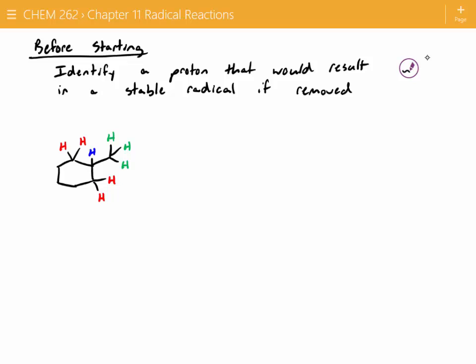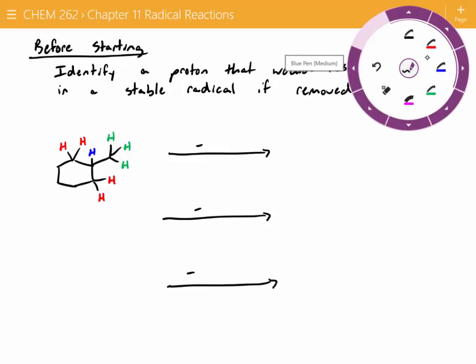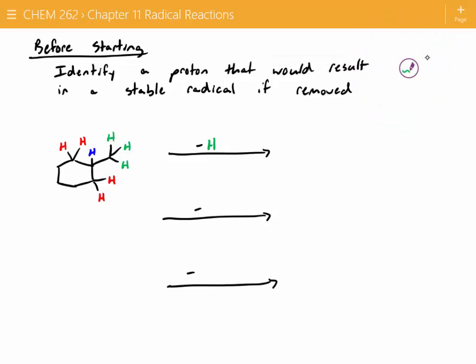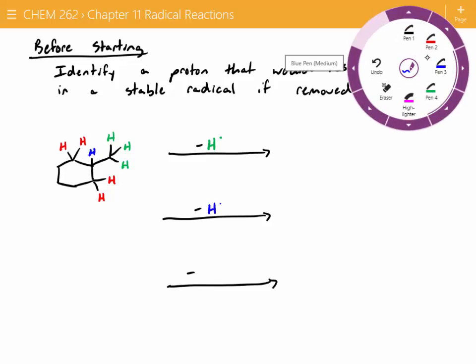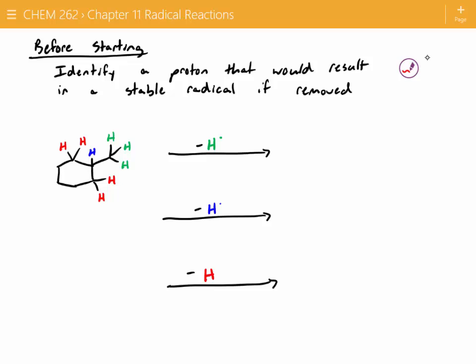So we could remove any one of those protons if we wanted to, and we can see what the radical would look like. So let's say we move the green one down here, and then another arrow where we move the blue, and then another one where we move the red. So I'll do minus H dot, that's green, minus H dot, that's blue, and then minus H dot, that's red.